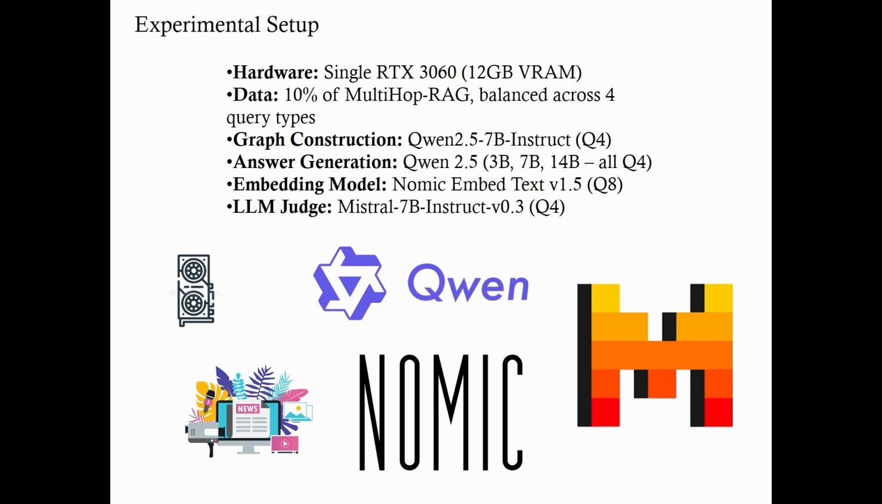And for the graph construction model, we used Qwen 2.5 7B. For the answer generation model, we also tested Qwen 2.5 at various parameter counts, such as 3 billion, 7 billion, and 14 billion. All of these Qwen 2.5 models are at Q4 quantization. For the embedding model, we used Nomic Embed Text v1.5 at Q8 quantization, and we decided to use an LLM judge to evaluate the QA performance of these Qwen models, because it sometimes provides a more thorough and nuanced evaluation compared to just simple text matching.